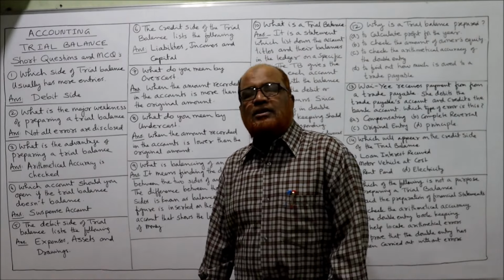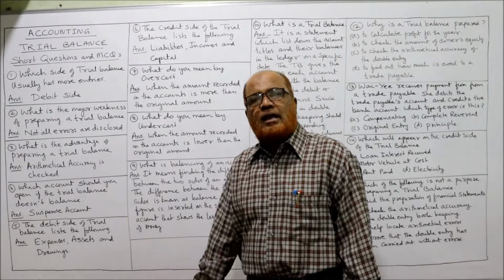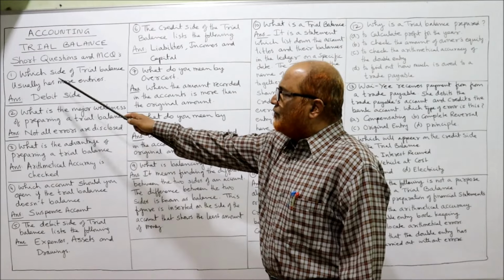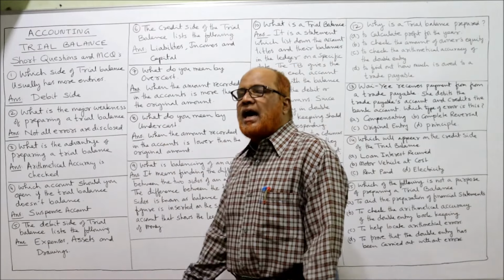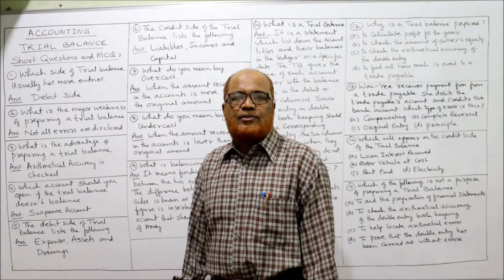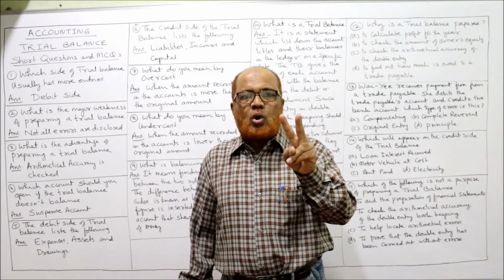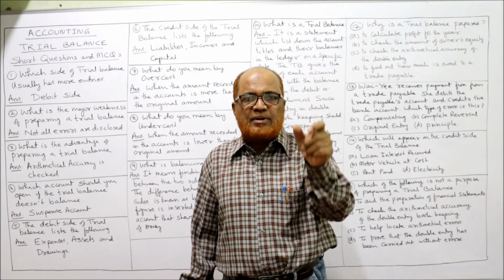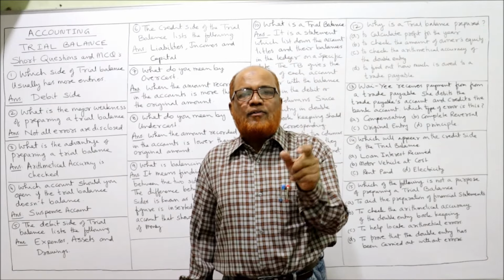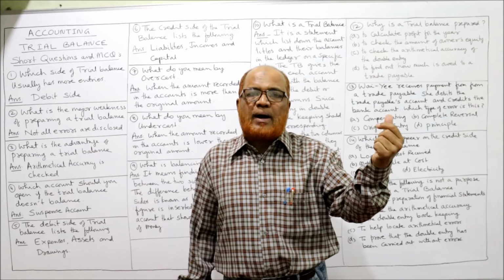Explain you about the different short bits on trial balance. First, which side of trial balance usually has more entries? See here, a trial balance is a statement in which two columns we will make, that is debit column and credit column. We take all ledger account balances.